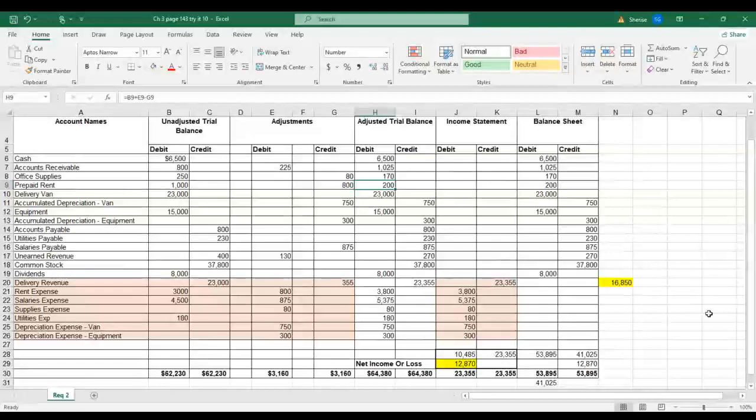Another thing, you could also use a T account. T accounts are really helpful in this kind of situation, because you would draw out the T account for prepaid rent. In prepaid rent, we had a debit for $1,000, and then we credited it for $800. So we're left with $200 debit. So that's another way for you to figure out how much and where on the adjusted trial balance it falls. Is it a debit or a credit?